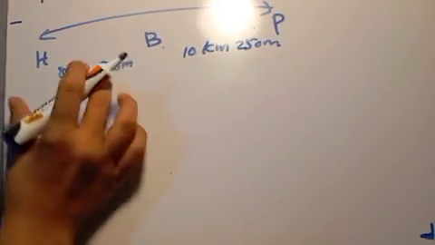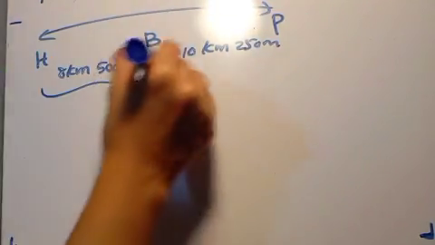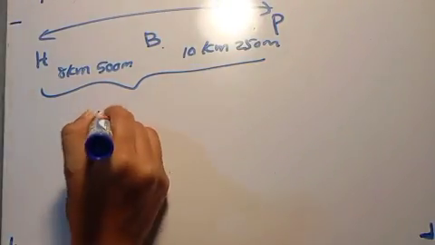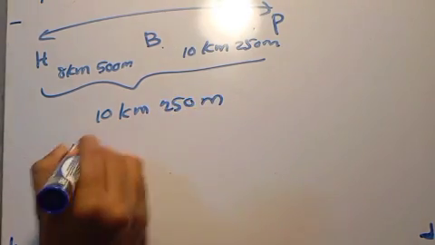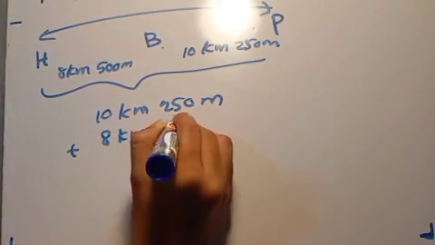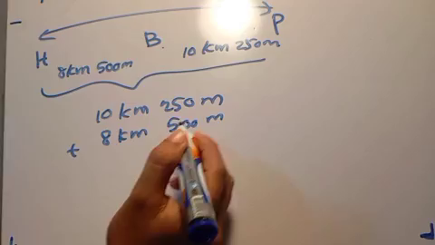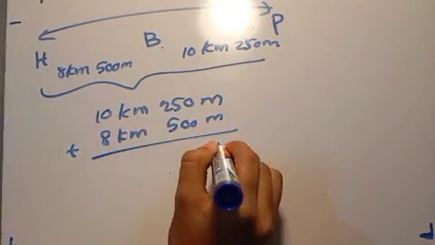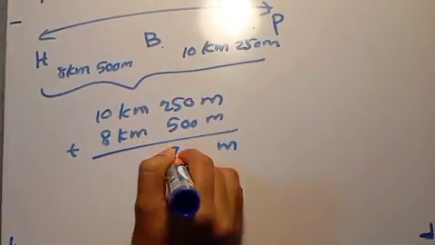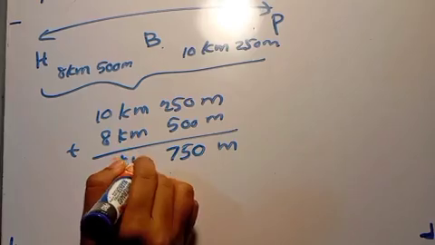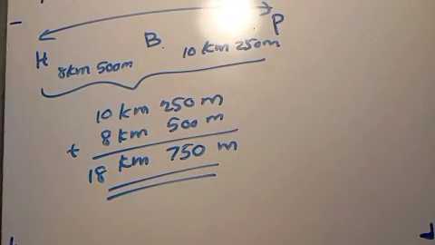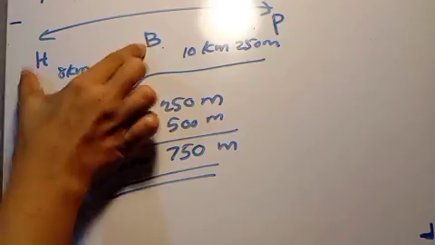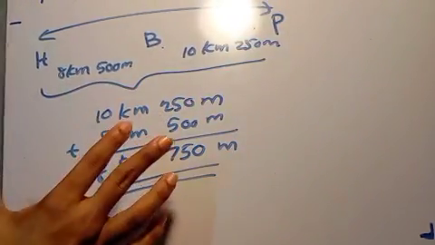What is the total distance he travels? If you add these two together, that is the total distance. So it is 10 kilometers 250 meters plus 8 kilometers and 500 meters. Here 250 and 500 means 750. Here the kilometer 10 and 8 is 18. As simple as that. What did we do? We added this and this together and got the total distance that he has traveled.